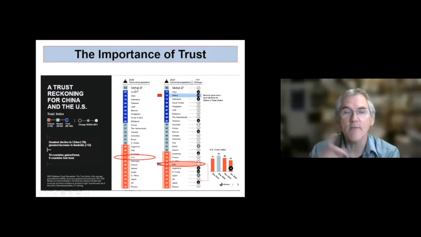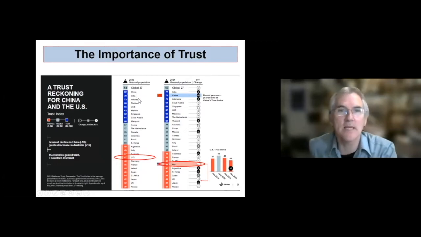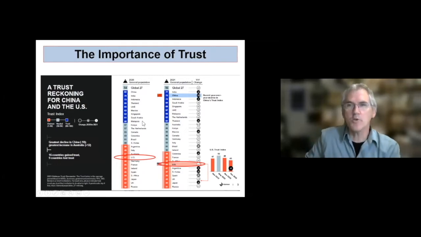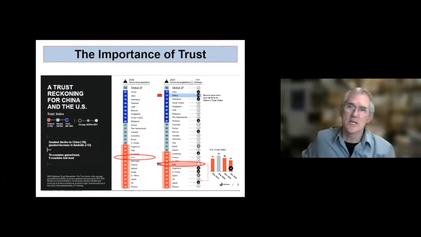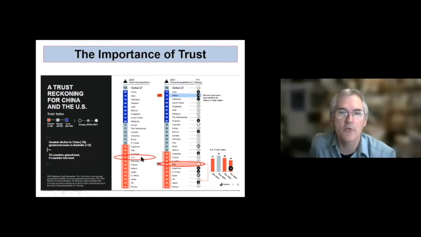But interesting, have a look at the countries who have high trust: China, India, Indonesia, Thailand, United Arab Emirates, Mexico, Singapore, Saudi Arabia, Malaysia. Not what you would call countries in the great democratic tradition, and yet they have high levels of trust. And down the bottom, countries we generally call democracies: Russia, UK, Japan, South Africa, Spain, Ireland, France, Germany, USA, Australia, Italy, Argentina, very low levels of trust.